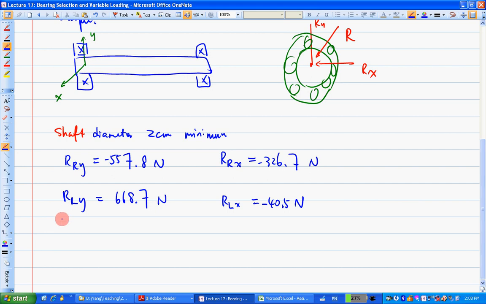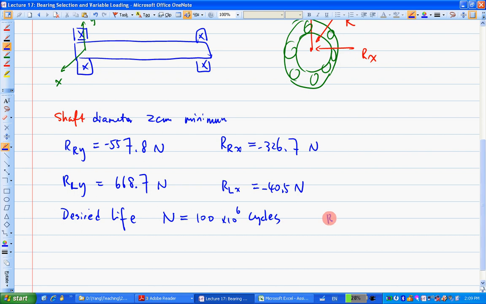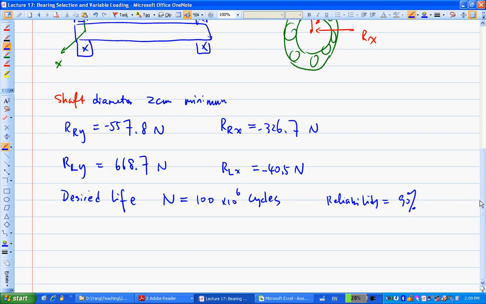Then our desired life, capital N, is 1 million cycles. Suppose that we're designing for a reliability of 90%, so the reliability factor KR will be just 1. And assuming the loading condition is perfect, the Ka will be taken as 1. In this case, how do we select a proper bearing?